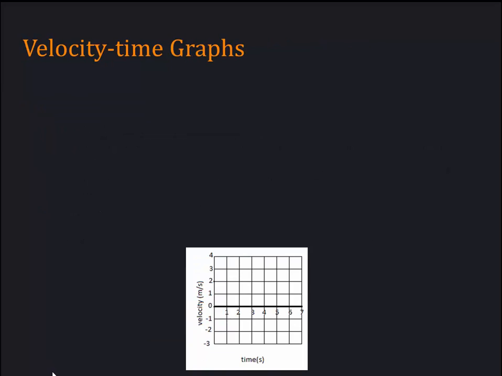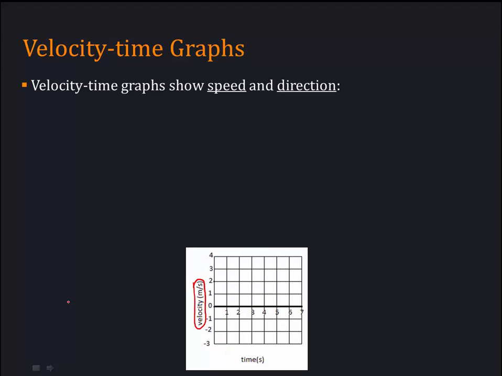Now, let's take a look at velocity time graphs. These are new. These are what you were just investigating in lab, and they don't show what a position time graph shows. Position tells me where something is at every point in time. Velocity tells me the speed and direction at every point in time. They show speed and direction. They do not show position.